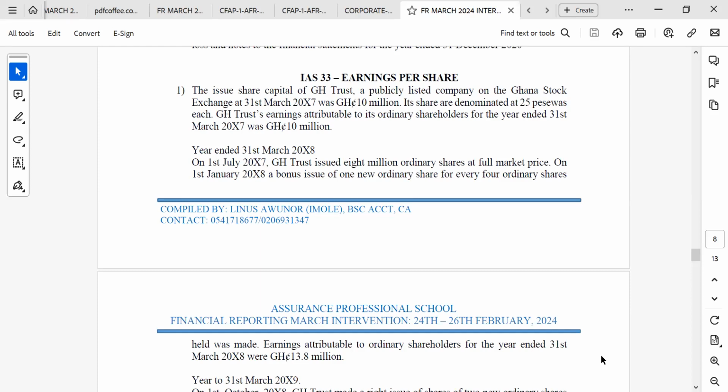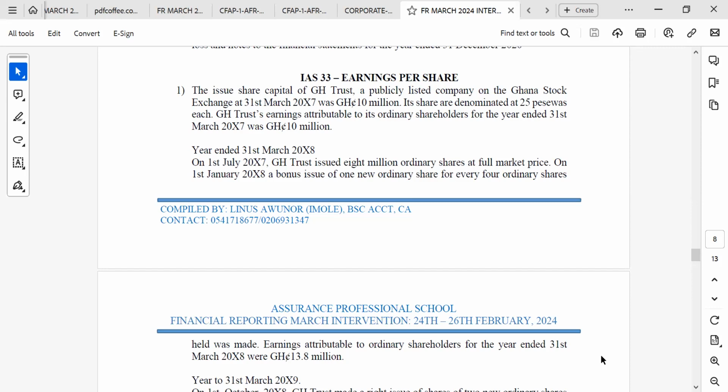Now it's 2x7 to 2x8, so it's the next year. It's 31st of next year. So that will be 9 months. Look at the date very well. One is 2x7, one is 2x8. On 1st January 2x8, a bonus issue of 1 new ordinary share for every 4 shares held was made.